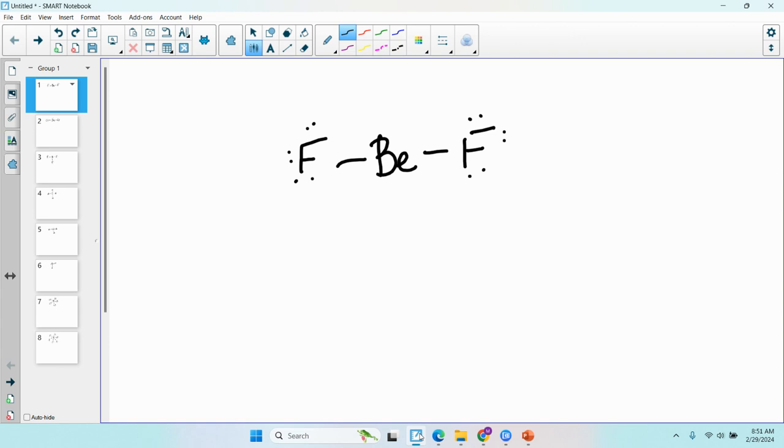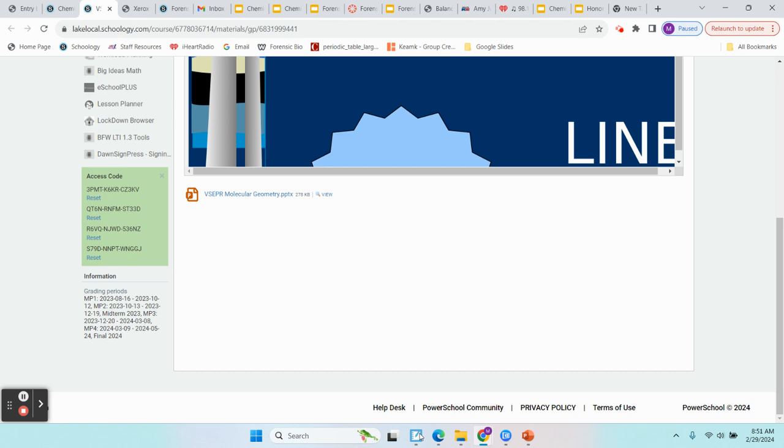Now, some of these, when we redraw them, they're going to look the exact same. This is one of those examples. So BeF2. I don't know why my computer is having an aneurysm.